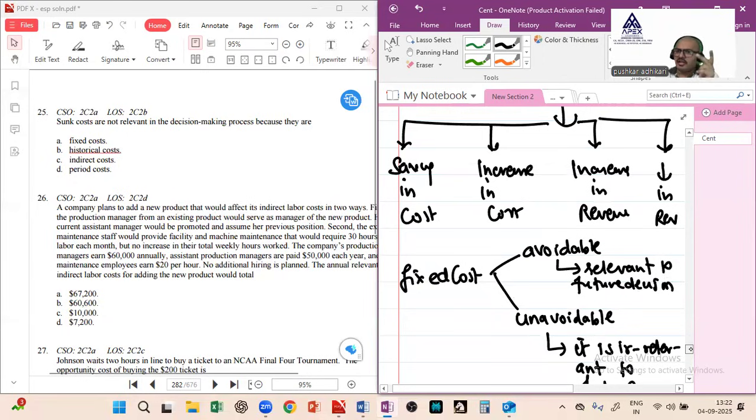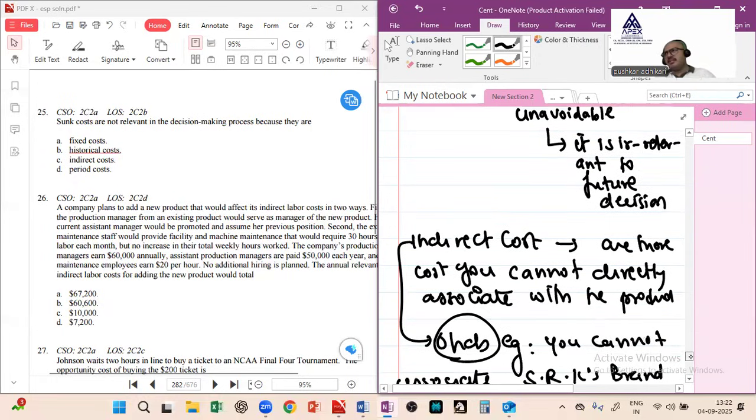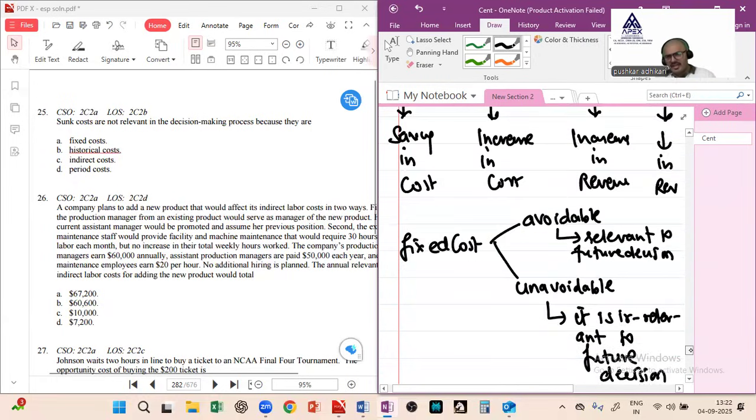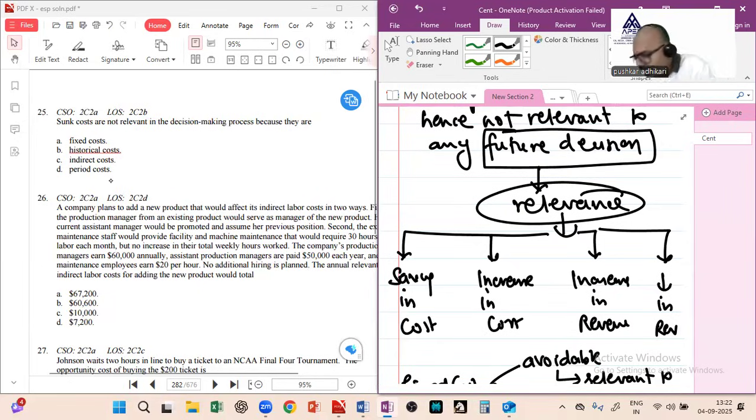Historical costs are never relevant. Indirect cost, if they are incremental, additional, then they are relevant. Period cost, again, if they are incremental, additional, they are relevant. Always remember, with respect to relevance, ask yourself, is what you're incurring going to result in a saving in cost? Is it going to increase the cost? Is it going to increase the revenue, or is it going to decrease the revenue? If there is a change in any of this, the question of relevance will arise. So your answer here is B, historical cost.